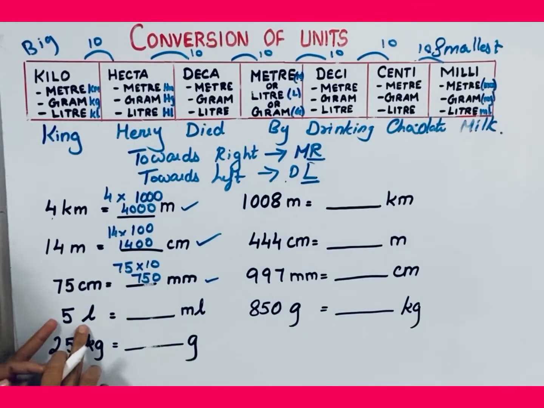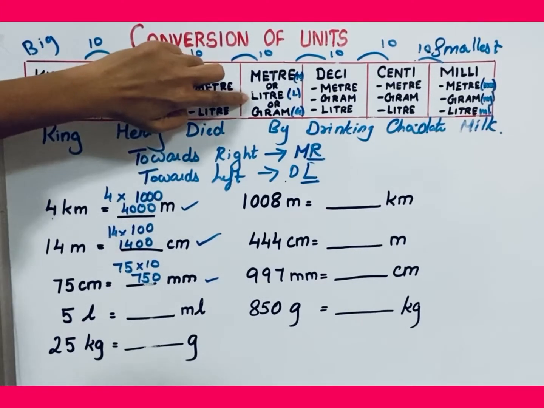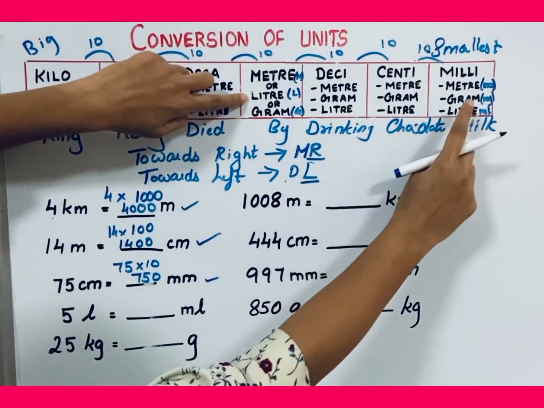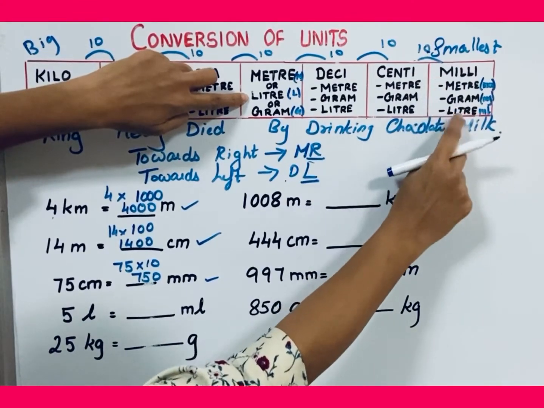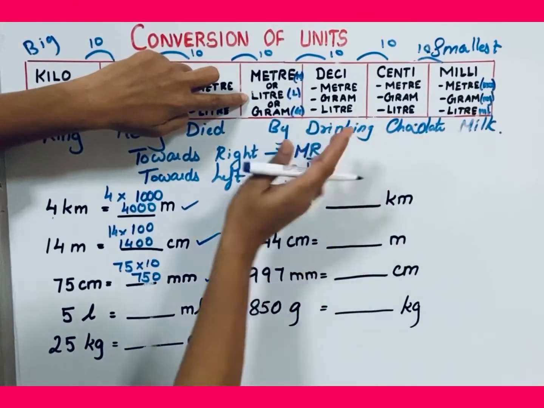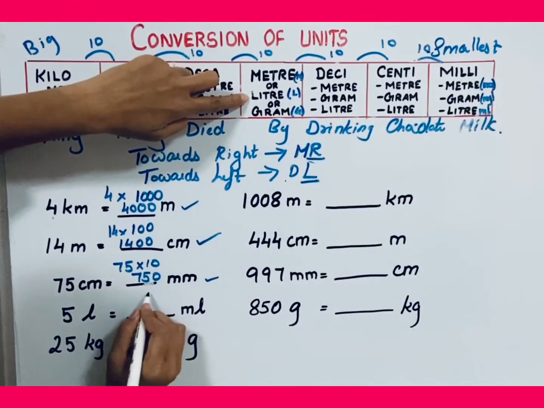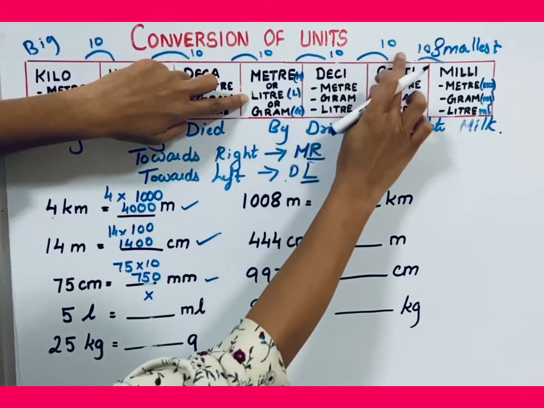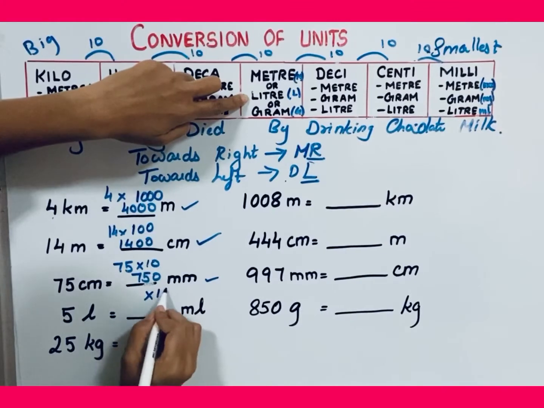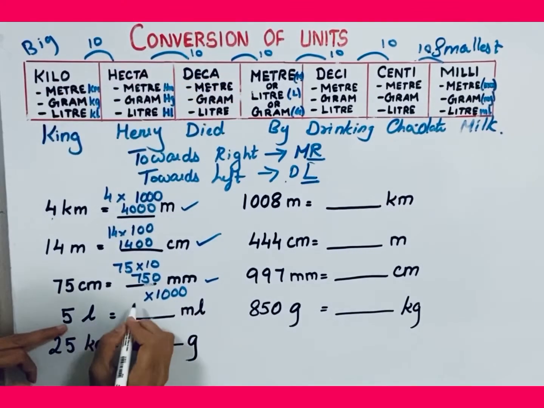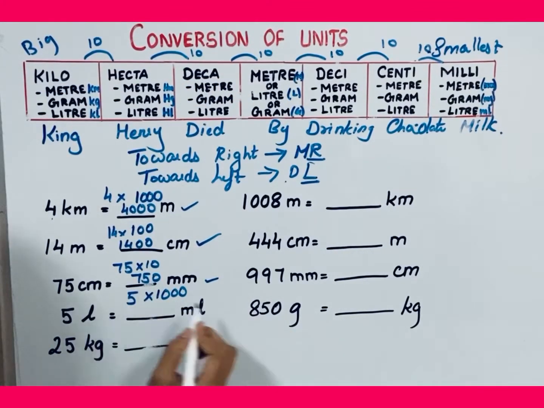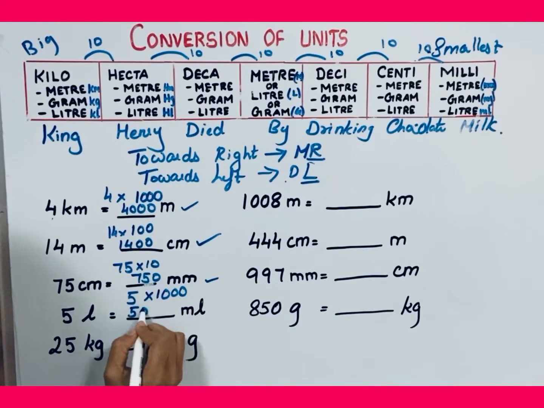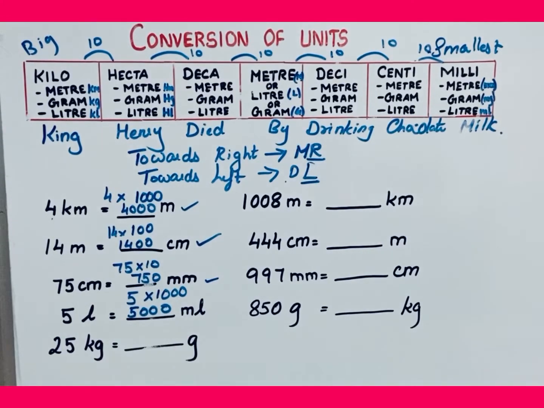Next, liter to milliliter. Liter is here. We have to move to milliliter. Milliliter is here. So have to move towards right side. That is multiplication. And how many times you have to move? It's 1, 2, 3. So 1 with 3 zeros, that is 1000. Multiply this 5 with 1000 to change to milliliter. So it's 5000 milliliter.